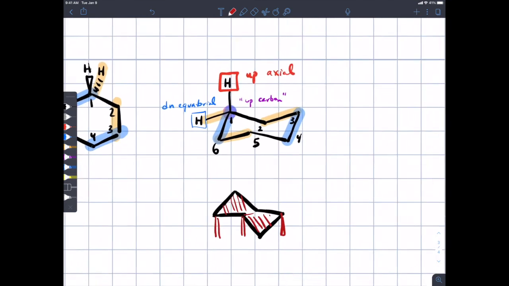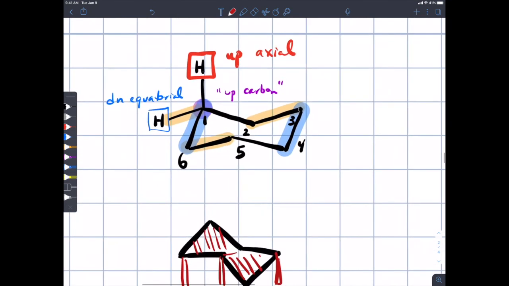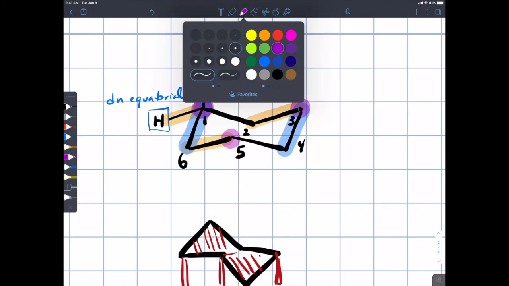Okay, so a couple of features about a chair that are interesting. We've talked about things that are parallel. We've talked about how carbon 1 was an up carbon. So are carbons 3 and 5. All right. In contrast, carbons 2, 6, and 4 are down carbons.